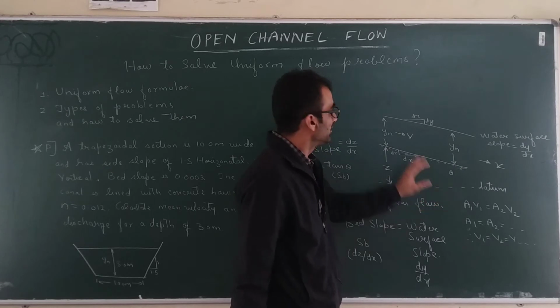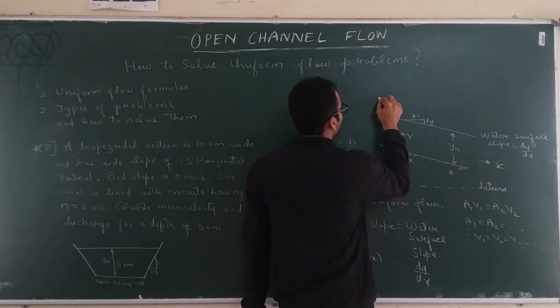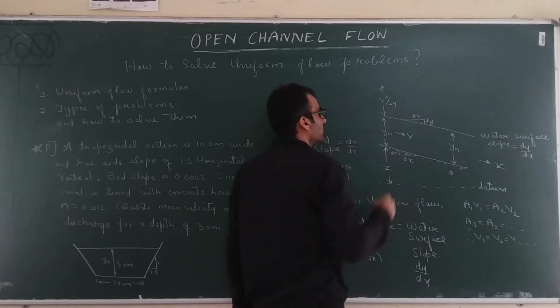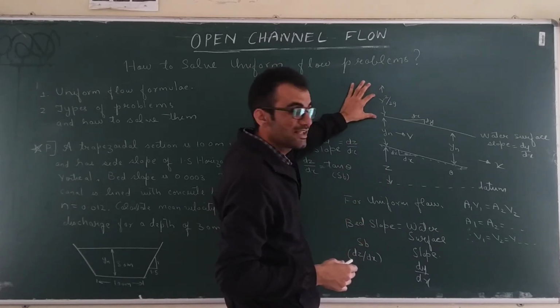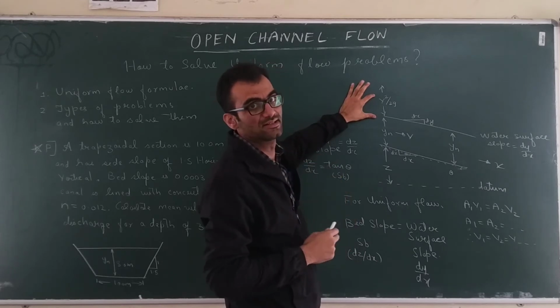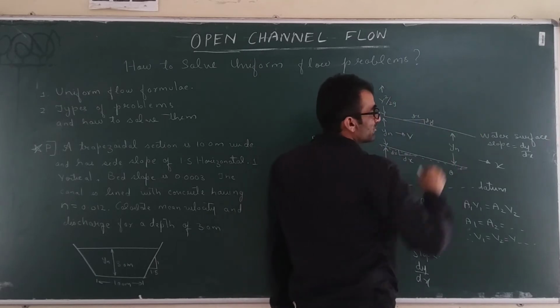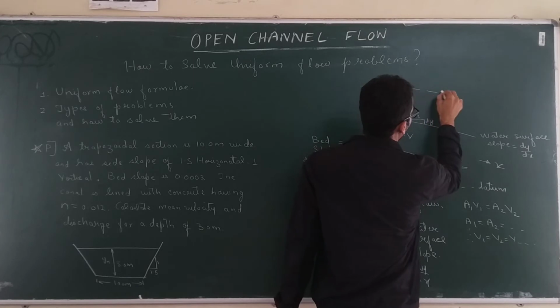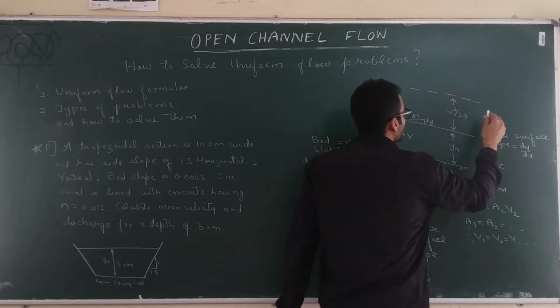locations will be the same. Now since the average velocity is the same, what is the velocity head at any point? It will be V square by 2g. Kinetic energy head, or velocity head, is the kinetic energy per unit weight of the fluid. This velocity head will also be the same at all the locations. So if you draw the energy gradient line, it will again be V square by 2g at any point. If you join these, this will be the energy gradient line.